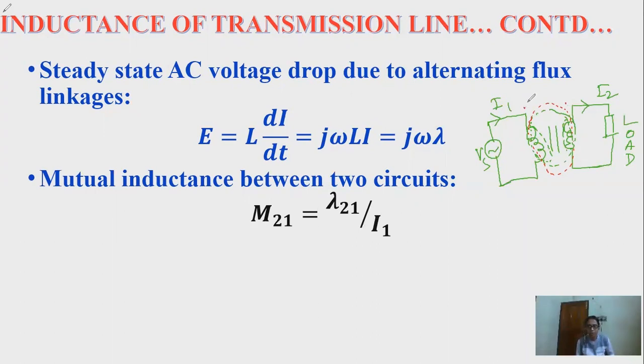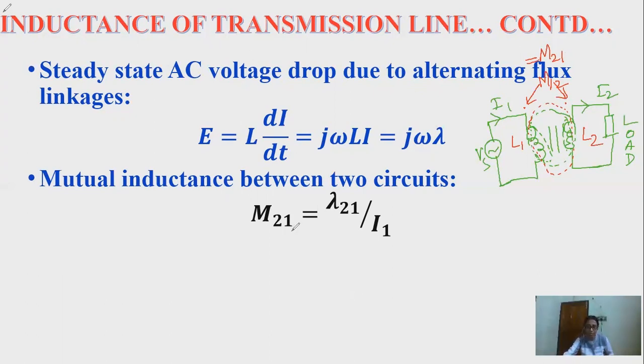Due to the mutual effect, another inductance will be produced here, that is called the mutual inductance. Due to the mutual effect or flux linking with both the conductors, another inductance is produced here, that is M12. Again, it can be written as M21. And the self-inductance for conductor 1 is L1, and for conductor 2 it is L2.